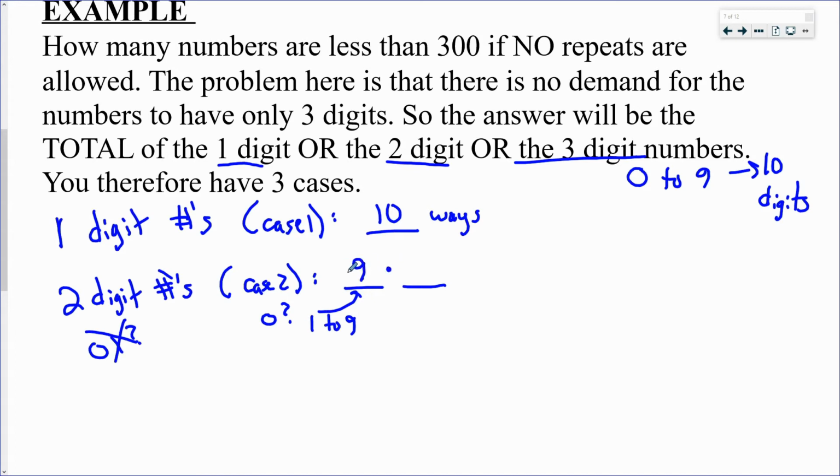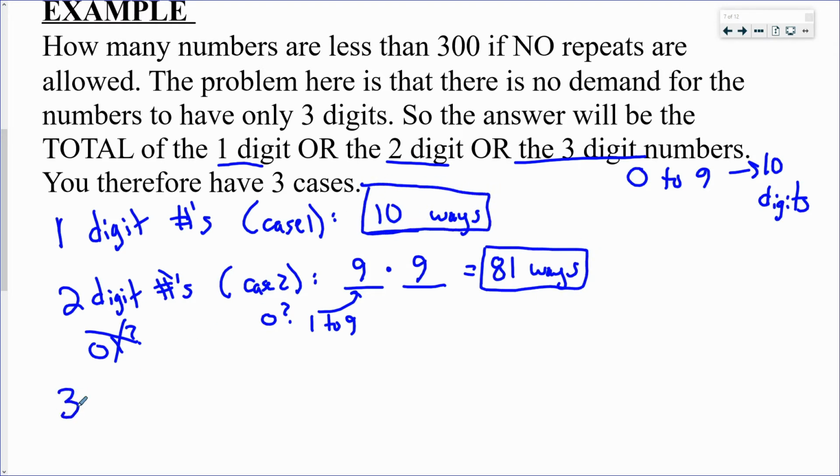Okay? No repetition allowed. You had 10 digits. You used one of them here, so now there's still 9 left. So there's 9 times 9, or 81 ways to get a 2-digit number. I'm going to put boxes around these answers because we're going to add them up at the end. And then finally, the 3-digit numbers.